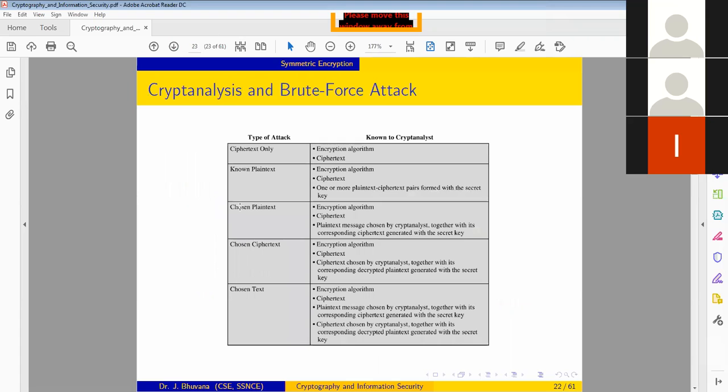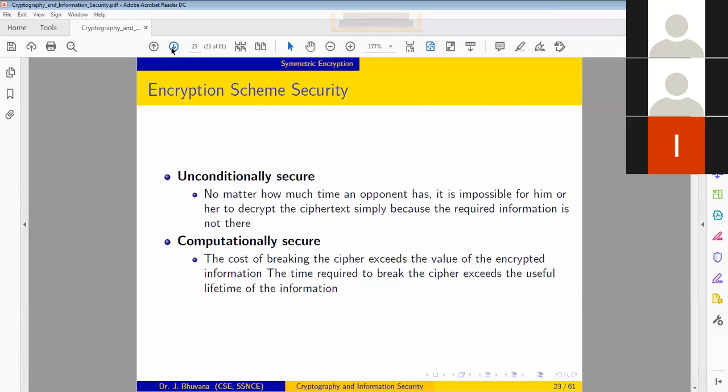There are several other attacks that I'm just skipping: ciphertext only, known plain text, chosen ciphertext, and chosen text. If this is shared with you, please go through it. These are different possible cryptanalytic attacks we have.